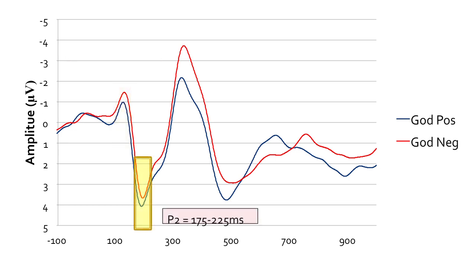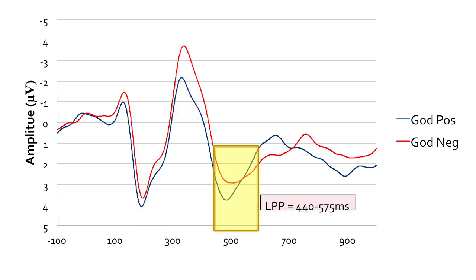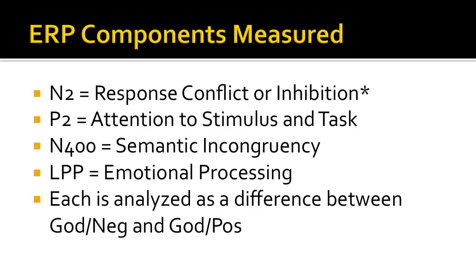And then we did something called the P2. We won't get into all of these. The N400, and then the LPP. And as far as the meaningfulness of these, I put an asterisk by the N2 because this is the one we're going to talk about today. I didn't have enough time to talk about all of them.